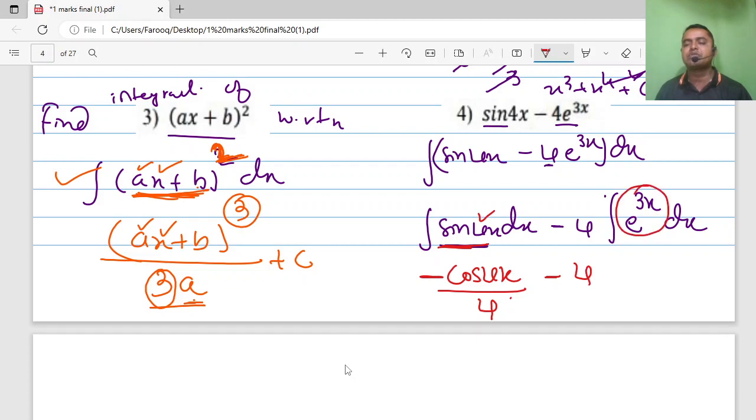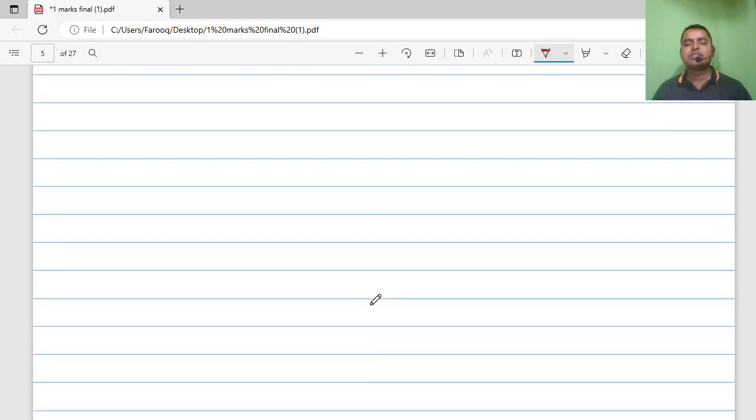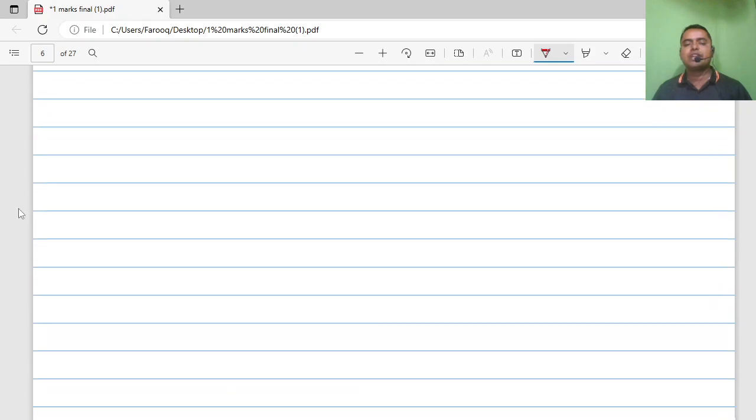Integration of e raised to 3x is e raised to 3x. What is the coefficient of x? 3, divided by 3, plus c. You will get 1 mark for this type of problems. Yes. Now come to the next problems.